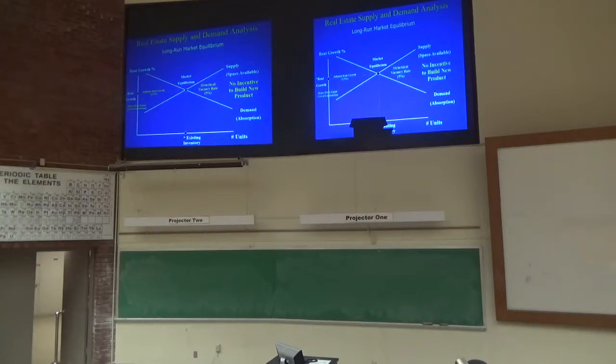When the market is in equilibrium, you're at the structural vacancy rate. The structural vacancy rate for apartments is 5%, or a 95% occupancy rate. At the 95% occupancy rate, the market is in equilibrium and you're getting inflation rent growth, which over the last 60 years has been roughly 3%. In the Bay Area, it's been 5%. So this is basically the traditional layout. In equilibrium, there's no incentive to build new product, because supply and demand are in equilibrium.